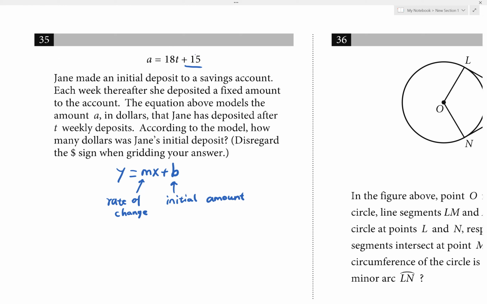So for this question, they just want us to answer how many dollars was the initial deposit, and that should be the y-intercept, which is just 15. So for this question, we don't necessarily have to solve. We can just go ahead and say 15 must be the initial deposit.